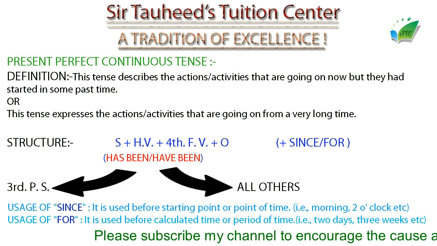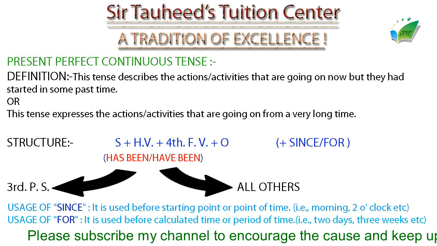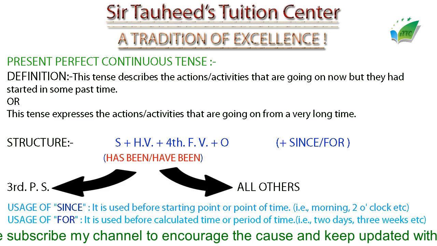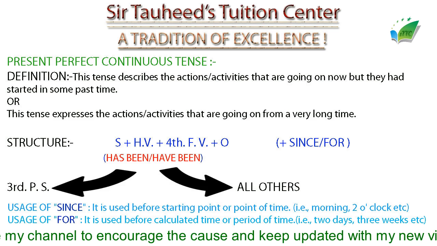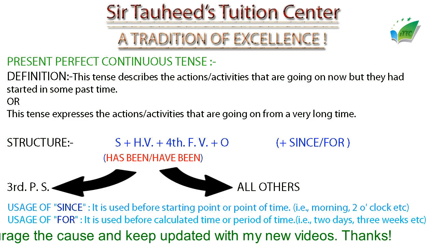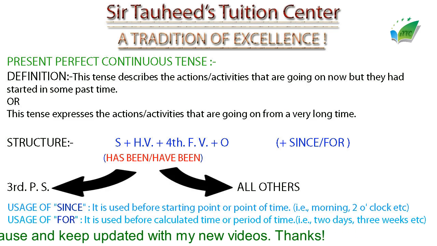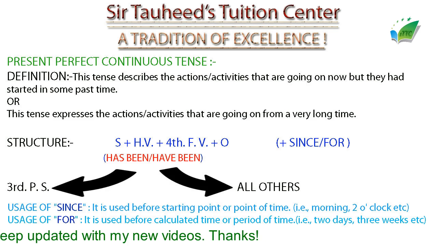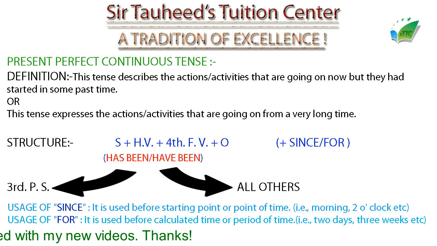Now we have to understand when to use since and when to use for. Remember, since is always used when the starting point or point of time is given, such as morning, 2 o'clock, etc. And for is used when the calculated time or period of time is given, that is 2 days, 3 weeks, etc. So this is called present perfect continuous tense.